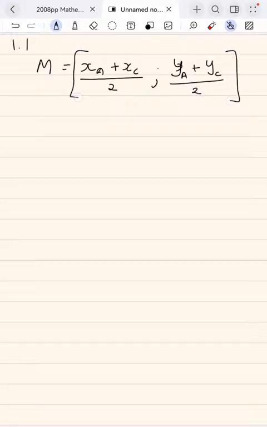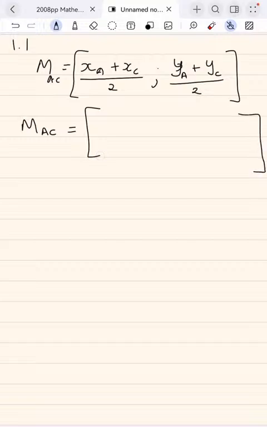1.1. Determine the midpoint M of A and C, which is going to be x of A plus x of C divided by 2, y of A plus y of C divided by 2 are the coordinates of the midpoint AC. Midpoint AC is equal to this.